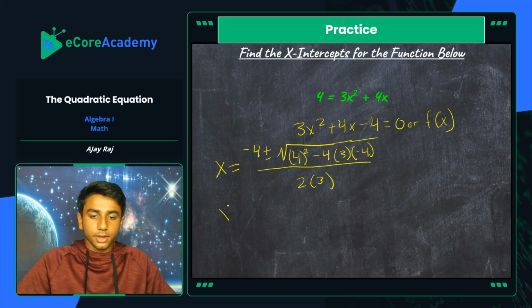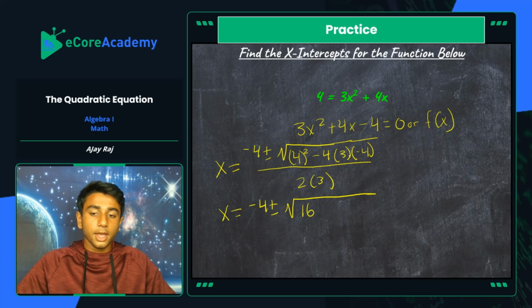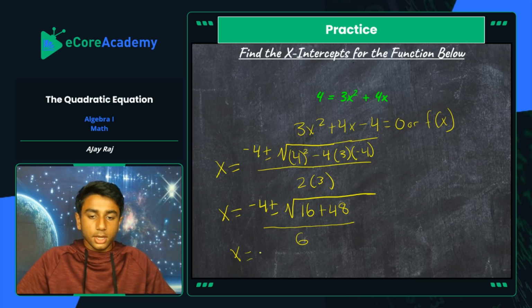So we can go ahead and simplify that. So x equals negative 4 plus or minus the square root of 16 minus 4 times negative 4 times 3 is negative 12. Negative 12 times negative 4 is 48. So we can add 48 in this case. So negative 4 plus or minus the square root of 16 plus 48 all over 6. And in this case, 16 plus 48 is going to be equal to our 64. So negative 4 plus or minus the square root of 64 all over 6.